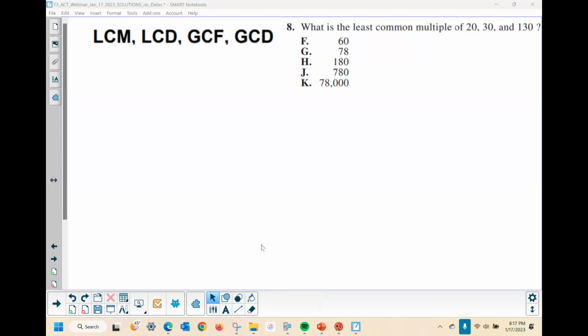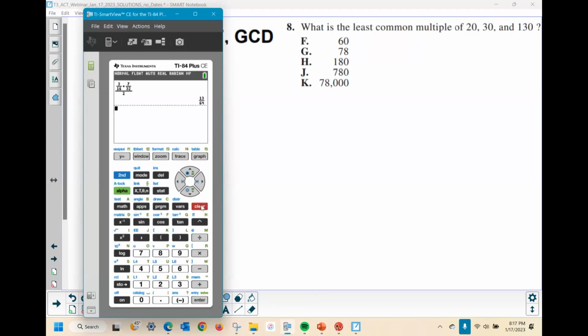All right, so again, I just wanted to give you some time to think a little bit about it. For this one, the calculator does least common multiple. If you press the math key and go over to number 8, that is the least common multiple, which is also least common denominator. But here's the issue you have to be careful on. It can only do 2 at a time.